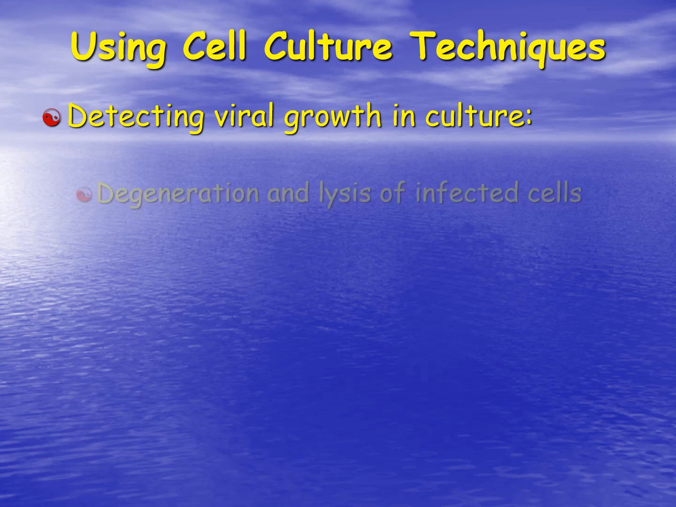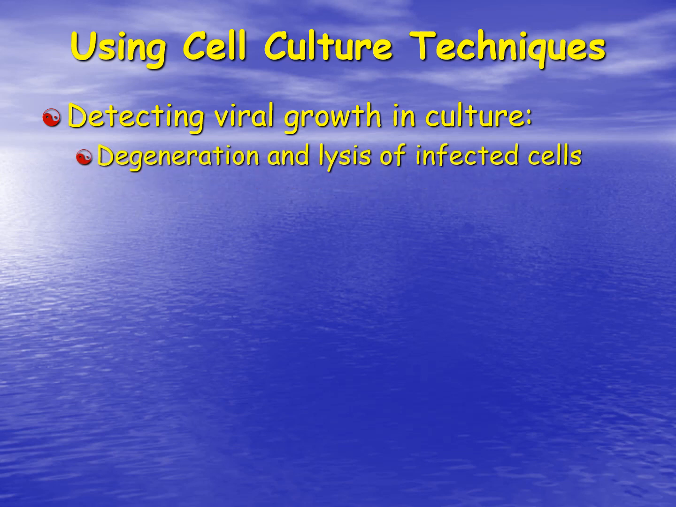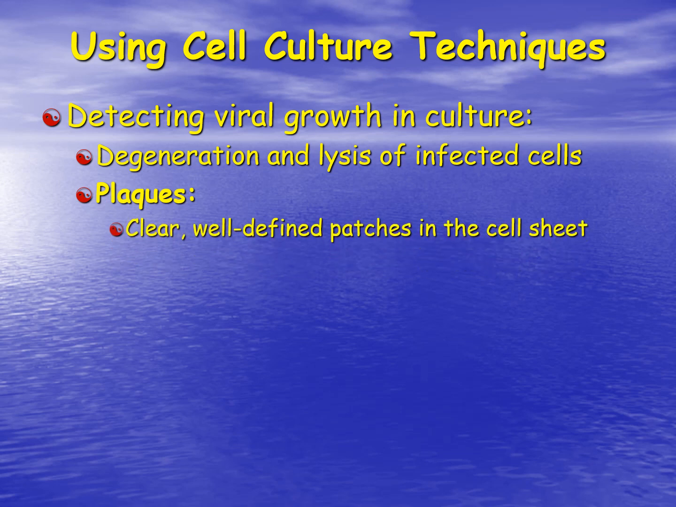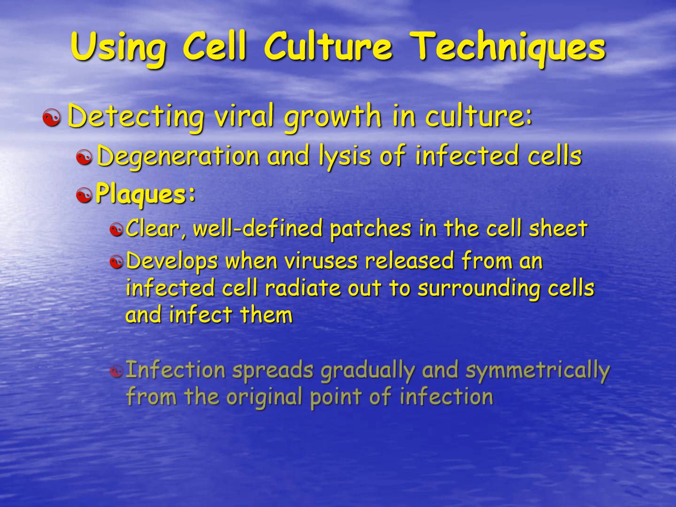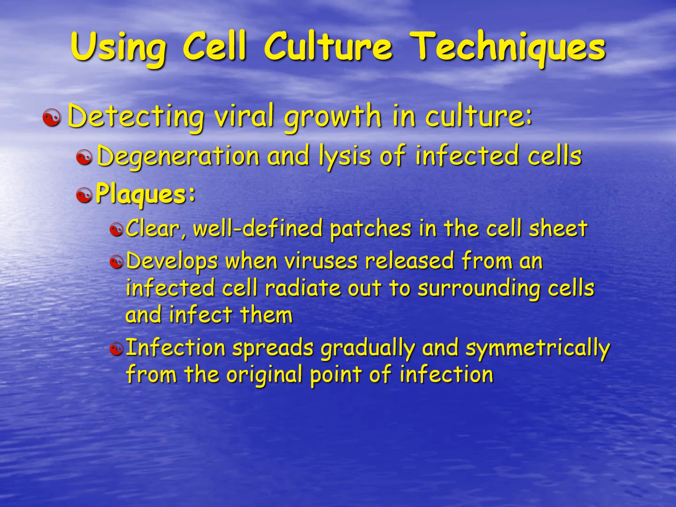In detecting viral growth in cultures, usually we're going to see degeneration and lysis of the infected cells, showing those empty spaces like we just saw. In some cases, we'll form plaques, which are clear, well-defined patches in the cell sheet. These develop when the viruses are released from their infected cells and radiate out to infect the surrounding cells. Infections typically spread gradually and symmetrically from the original site of infection.